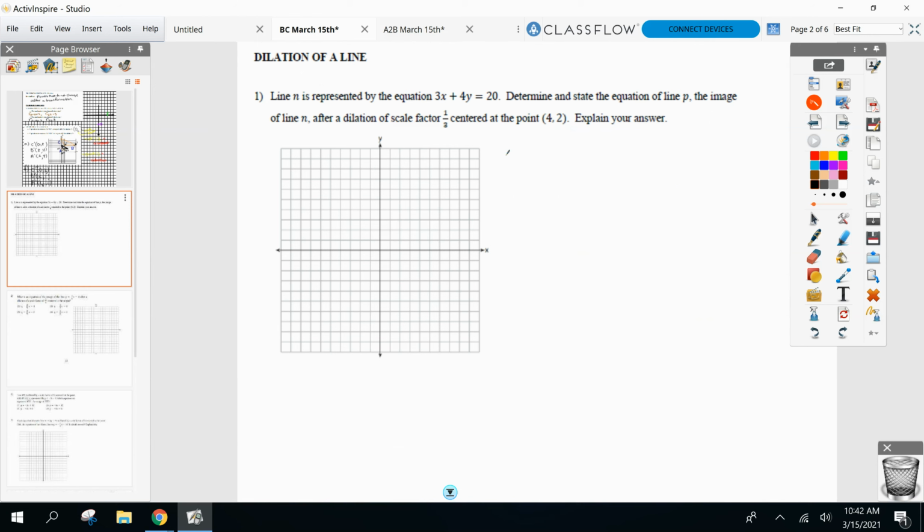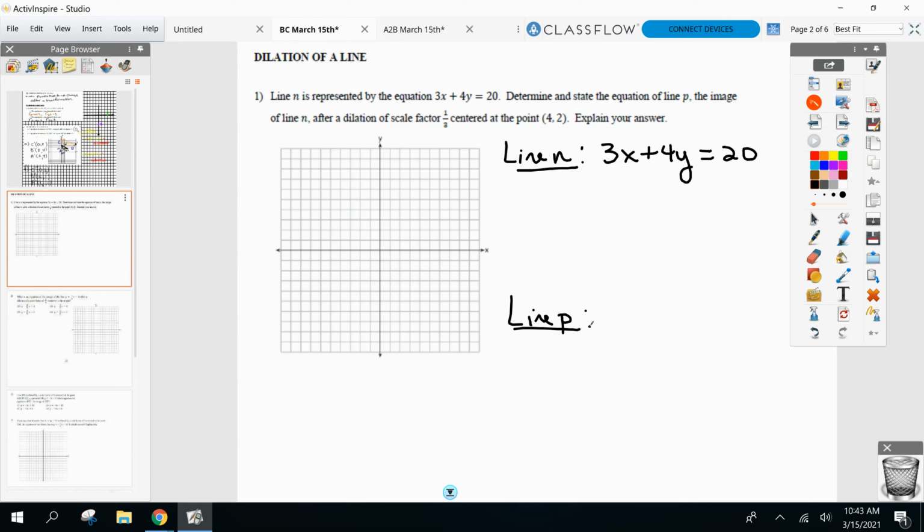So I have line N, which is 3x plus 4y equals 20. And I'm asking everyone's help. Can you get me the equation of line P? Here's line P. It's a dilation of 1/3 of line N around (4, 2), not the origin. So I can't just multiply everything by 1/3. I can only do that when I dilate around the origin. This isn't around the origin, it's around (4, 2).